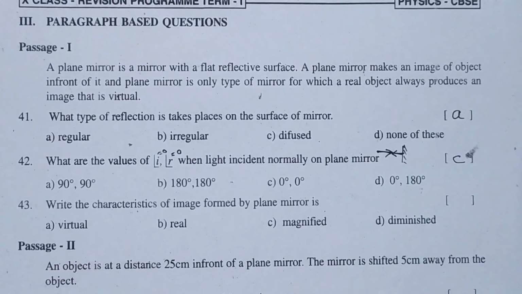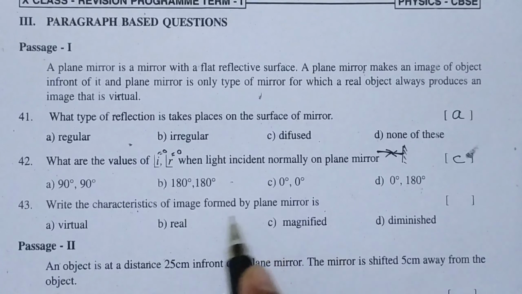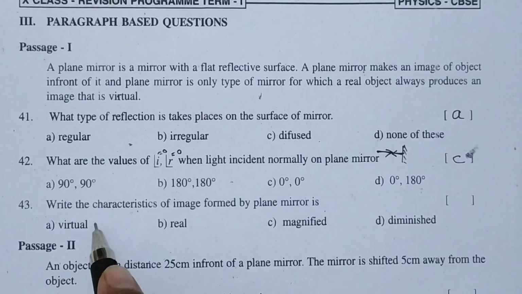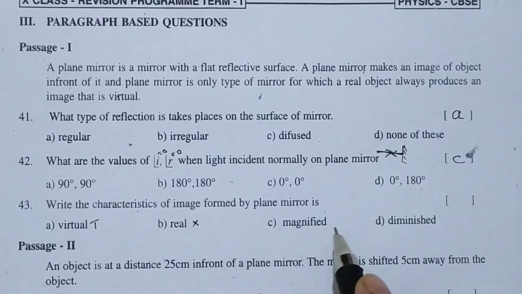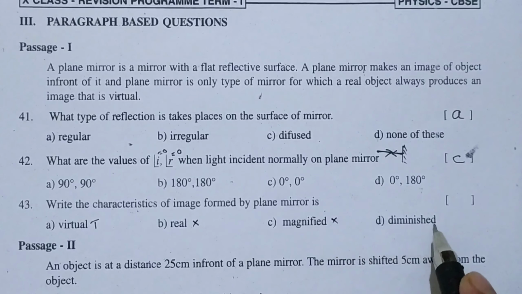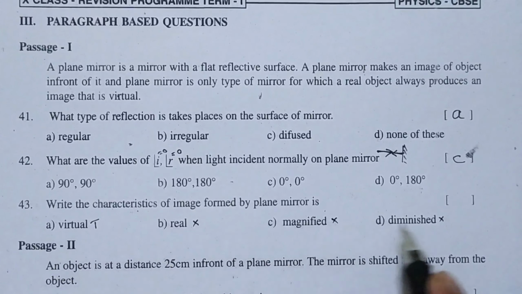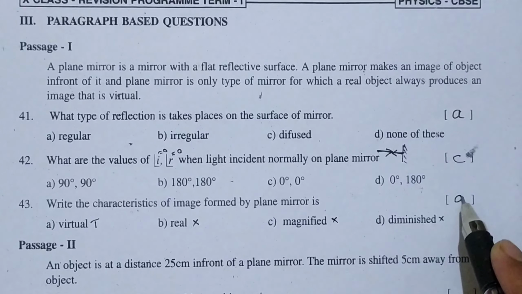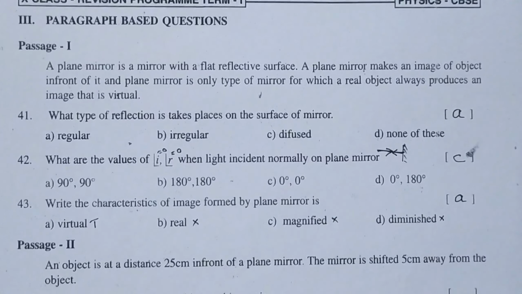Now let us see question number 43. Write the characteristics of the image formed by a plane mirror. According to the options, a plane mirror will give a virtual image. This is true. It gives a real image. This is false. Magnified. No, it will give the same size. So this is false. Diminished. No, it will give the same size. So this is false. So according to the options, option A is the right answer. Now let us see passage 2.